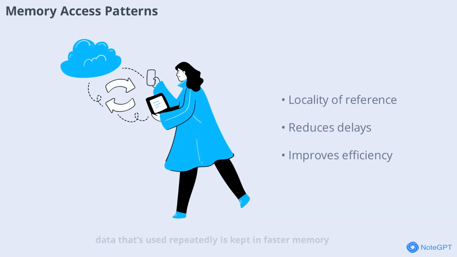For example, data that's used repeatedly is kept in faster memory, while less frequently used data is stored further down the hierarchy. This approach, known as Locality of Reference, helps minimize delays and keeps the system running smoothly. Understanding these patterns is key to optimizing both hardware and software for better performance.